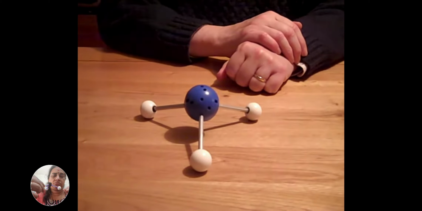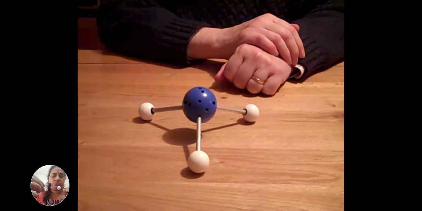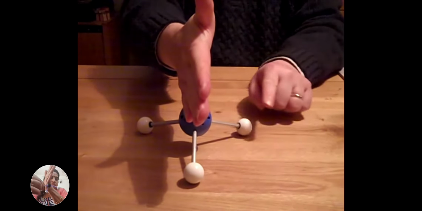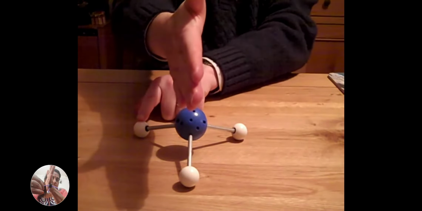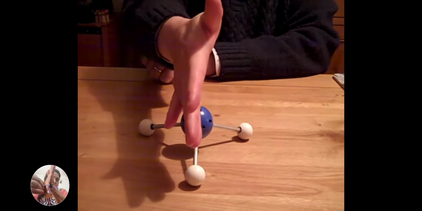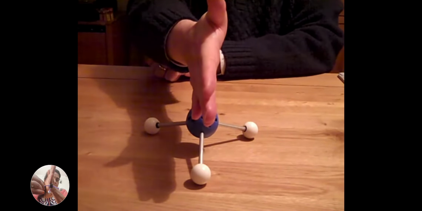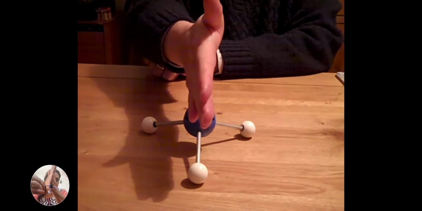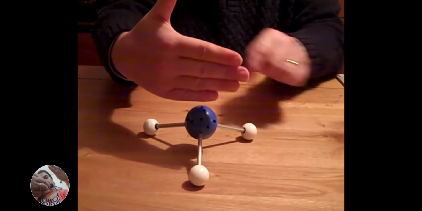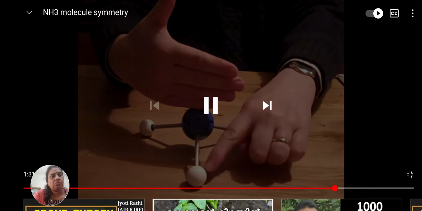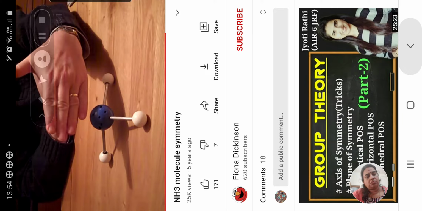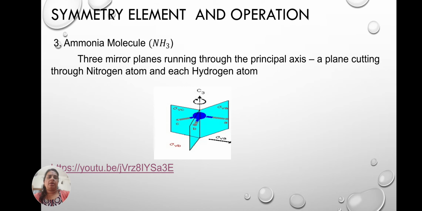In this case, we also have vertical mirror planes, and you can see that there is a vertical mirror there which reflects this hydrogen into this one. The central nitrogen and the other hydrogen lie in the plane and remain unchanged. Similarly, there's a mirror here, and that reflects this hydrogen into this one, the other two remaining unchanged, and a third mirror plane. So that is ammonia.